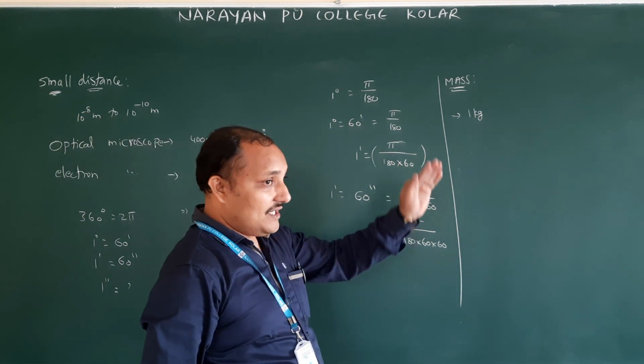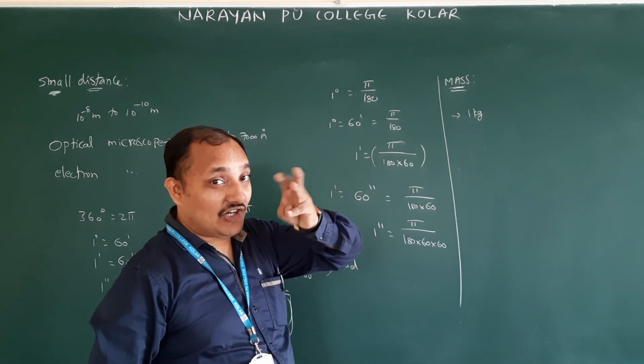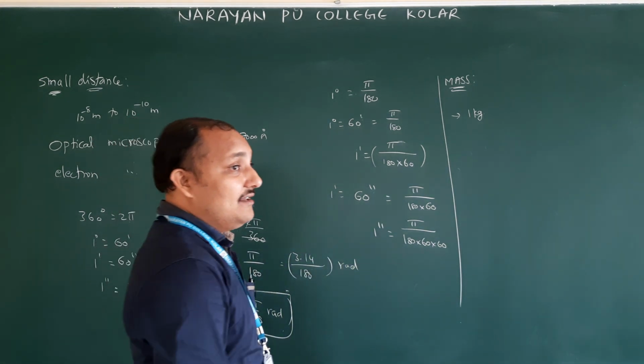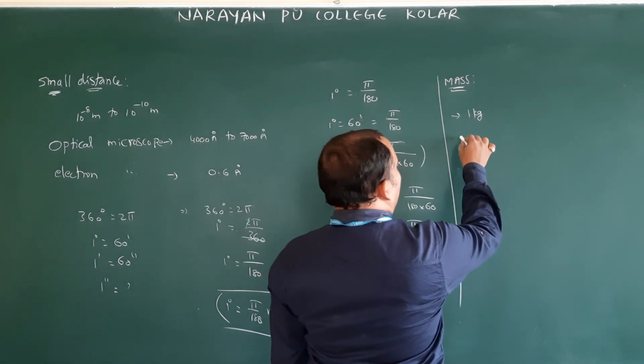And still more subatomic particles will be there: electron mass, proton mass, neutron mass, like this. Generally, I think you might have had the atomic mass unit.